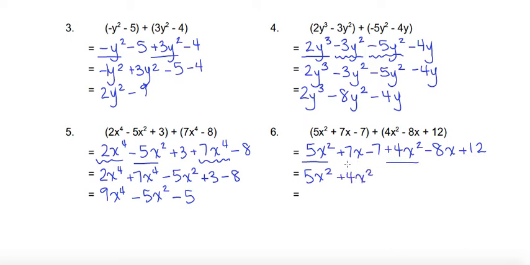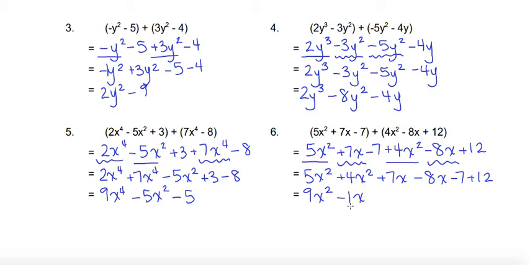Then I'm going to go with my x's. Plus 7x. I have a negative 8x. And then my constants, negative 7 and plus 12. Lastly, simplify or combine. 5 plus 4 is 9. So I have 9x squared. 7 take away 8 is negative 1x.